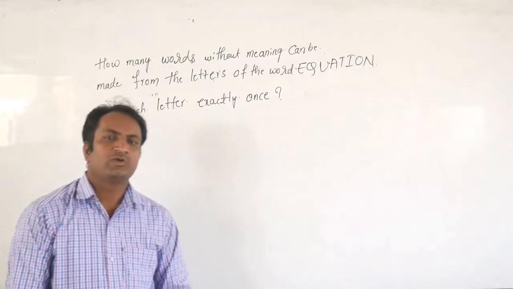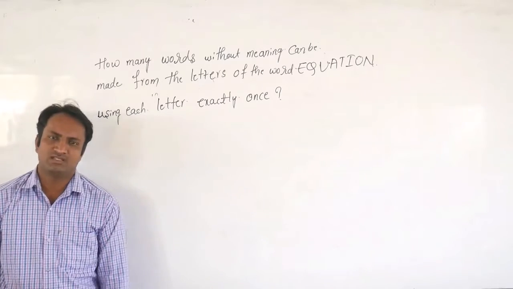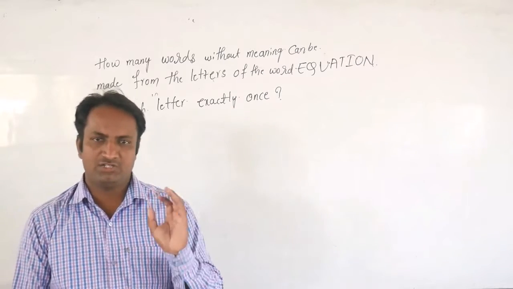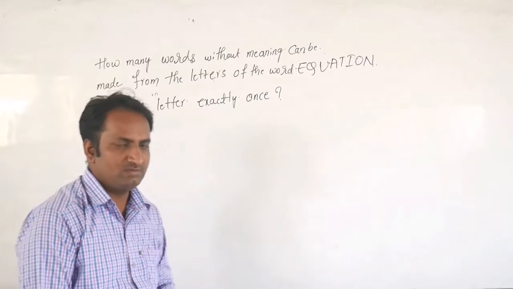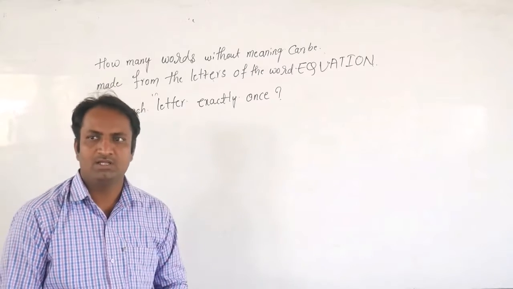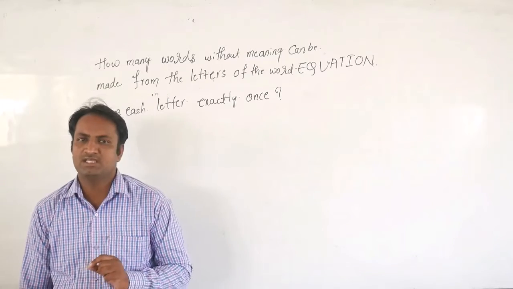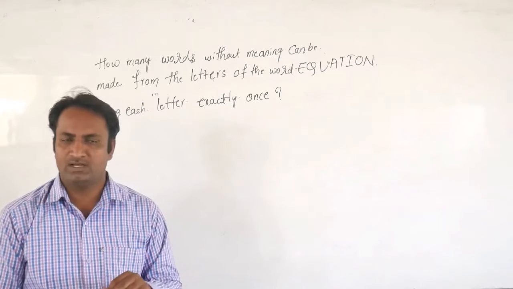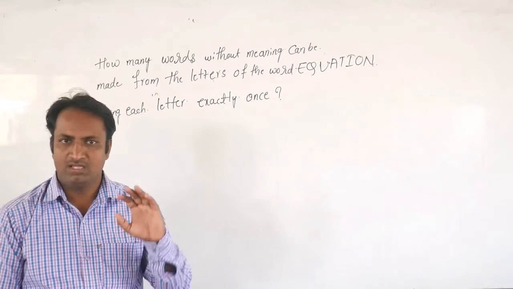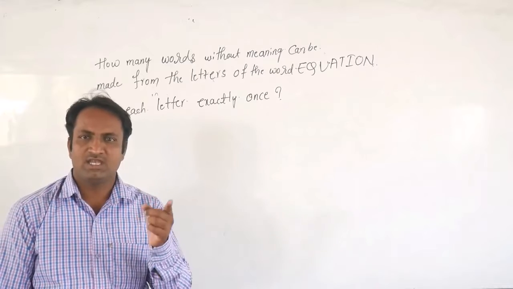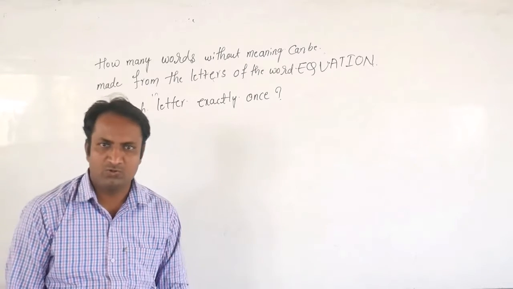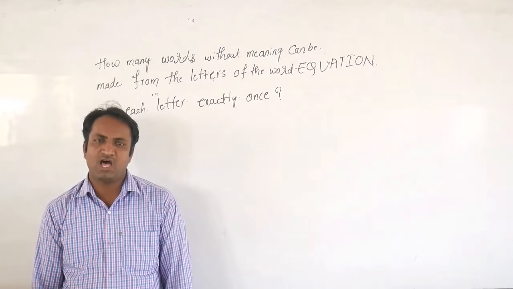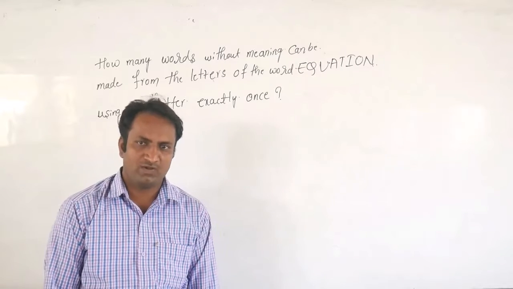Here we are discussing the combination as well as permutation concept. Permutation means the arrangement of numbers, and combination means the selection of numbers. In the permutation case, nPr is equal to n factorial divided by (n minus r) factorial. In the case of combination, nCr is equal to n factorial divided by (n minus r) factorial into r factorial.